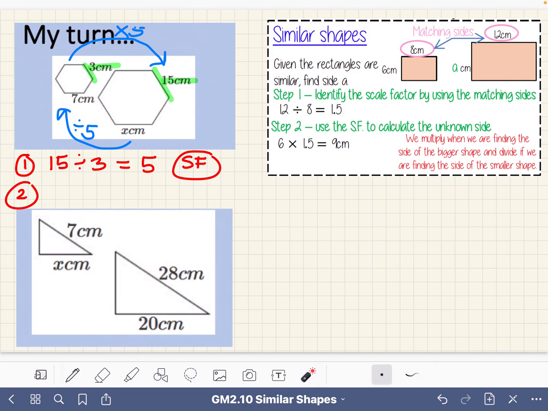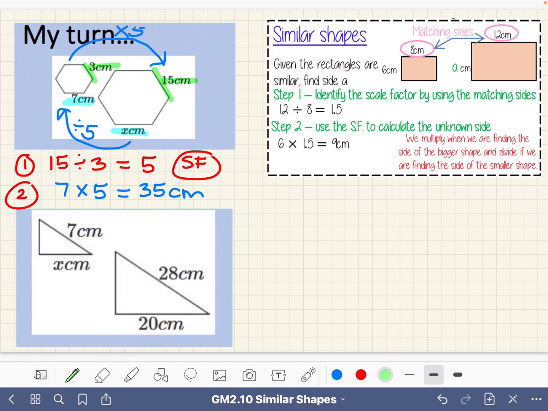In this case, we have been given the value of the smaller shape and we need the larger shape side. That means we are going from 7, we are multiplying by 5 to get that bigger shape, which means we have 7 multiplied by 5 gives us a side of 35 centimetres. Let's apply this again to the bottom shape.